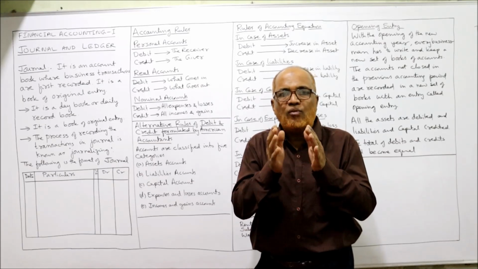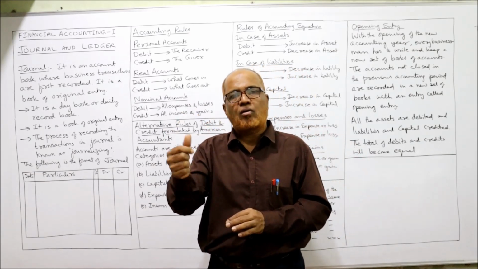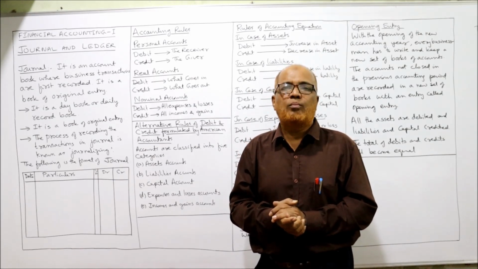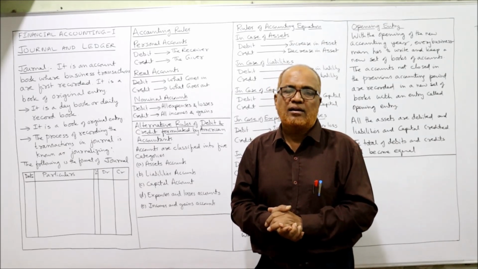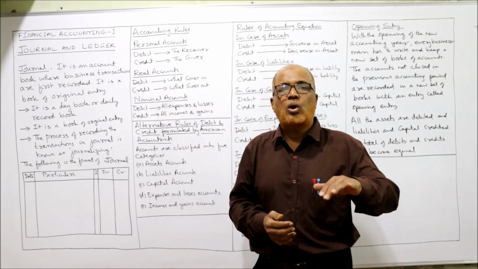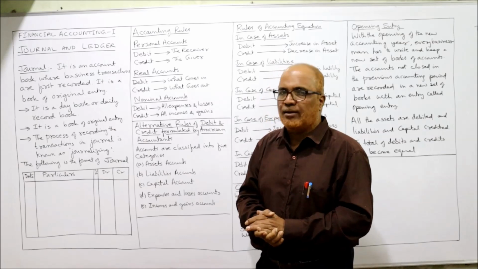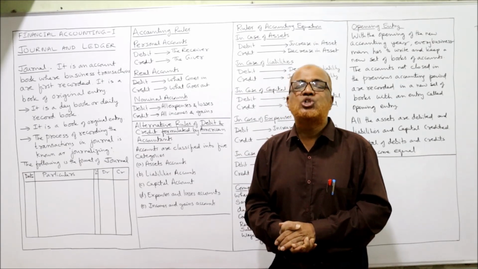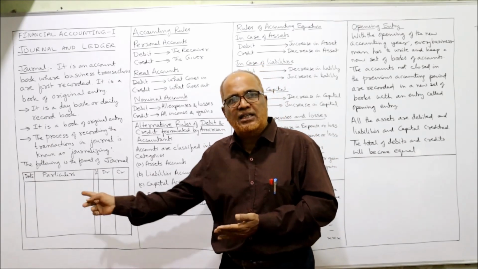So journal is a book of original entry. Whenever a transaction takes place in the business, it is first recorded in this book called journal. That's why this book is called the book of original entry, because the transactions are first recorded in this journal. And apart from that, this journal records the daily transactions, so it is also called the record of daily transactions. The process of recording the transactions in the journal is called journalizing.